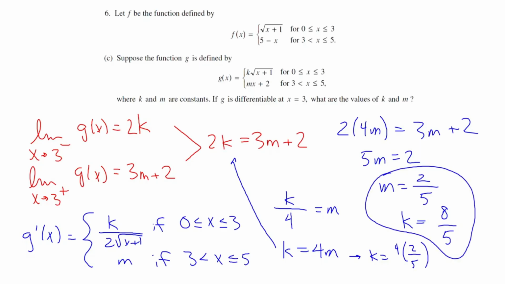And they gave you 3 points for that. 1 for setting 2k equal to 3m plus 2, 1 for getting k over 4 equals m, and 1 for solving the system to get the final answer. And that's the end of this function FRQ, which was question number 6 from the 2003 AP Calculus AB exam.